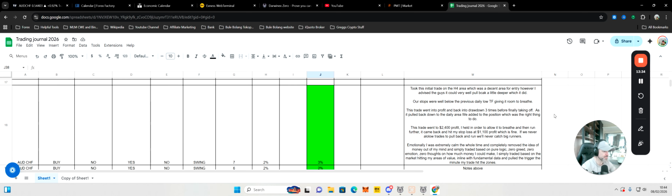So, I took this trade on the H4 area, which was a decent area, and I'm going to show you that in a second, okay? Which was a decent area for entry. However, I advised the guys in the group, it could very well pull back, sorry for the typo, a little deeper, which it did. Our stops were well below the previous daily low time frame, giving it room to breathe.